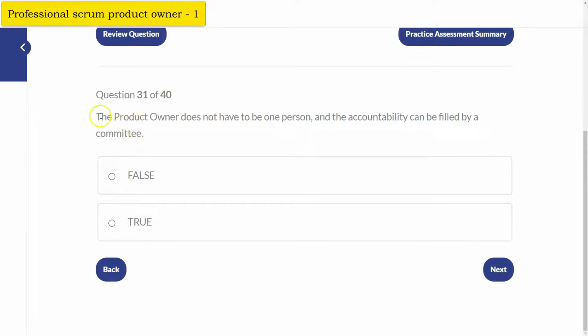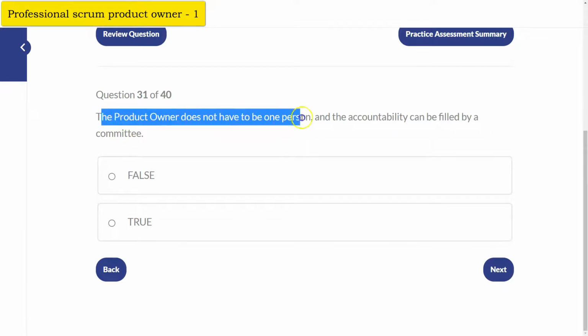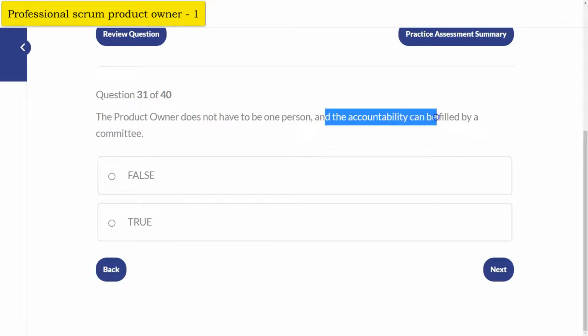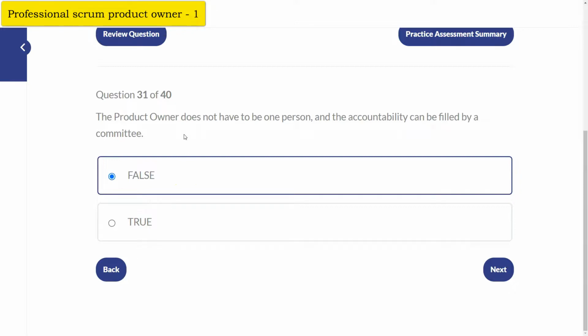Next question. The product owner does not have to be one person and the accountabilities can be filled by a committee. Guys, the answer is false. Product owner is always one person. It is not a committee.